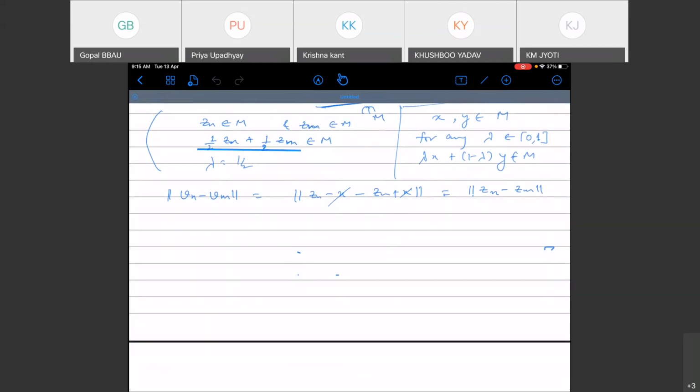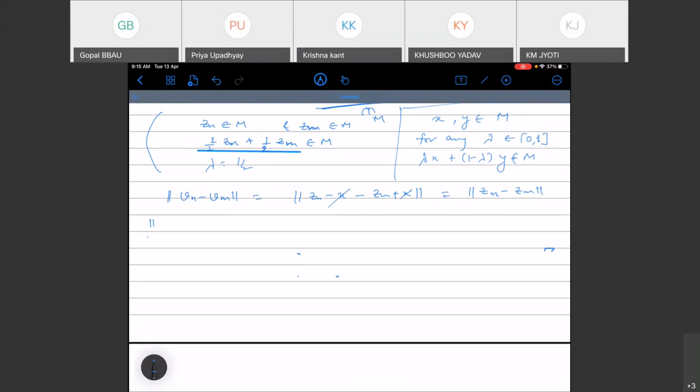Now let us consider norm of Zn minus Zm, squared, which is the same as norm of Vn minus Vm, squared. If you remember the parallelogram law, this will be 2 times (norm Vn squared plus norm Vm squared) minus norm of Vn plus Vm, squared. Correct? Any doubt?